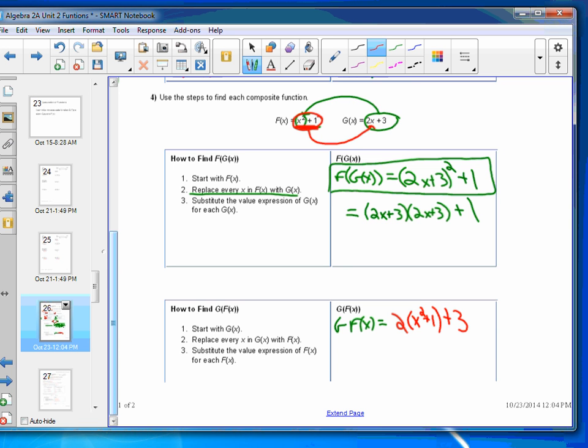Now again, you may be asked to complete the math. This would be 2x squared plus 2 and then plus 3, which would be 2x squared plus 5. Done.